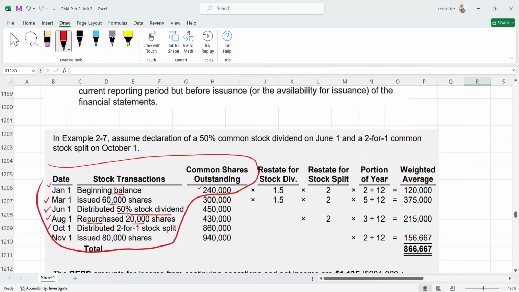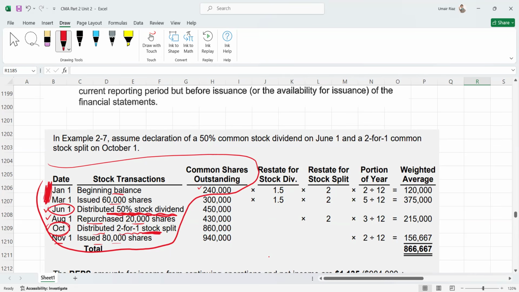On October 1, again we distributed a 2-for-1 stock split. Okay. And then on November 1, we issued 80,000. Please remember, a stock dividend will be applied to existing shareholders. Because the stock dividend happened on June 1, the existing shareholders are those from January 1 and March 1. So these two transactions we need to adjust for the stock dividend. But the stock split happened on October 1, and it will be applied to all the existing shareholders. Okay, so that I'll show you.